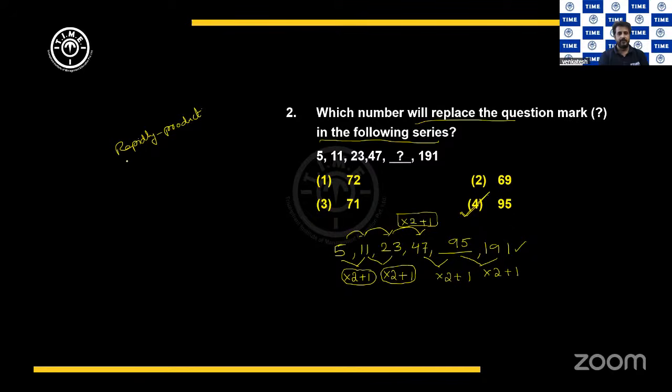So if it is increasing gradually, you will check for difference. If it is increasing rapidly, you will check for product logic. Fine. Now, let's see the next question.